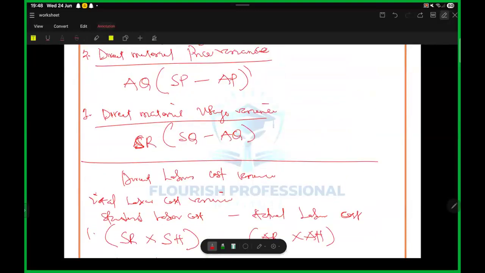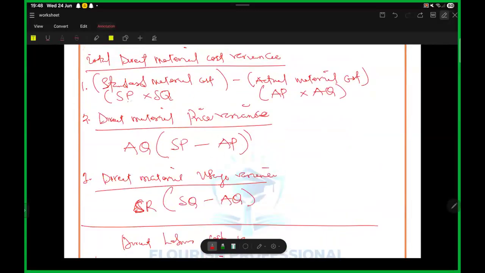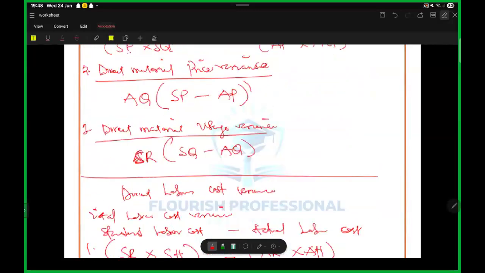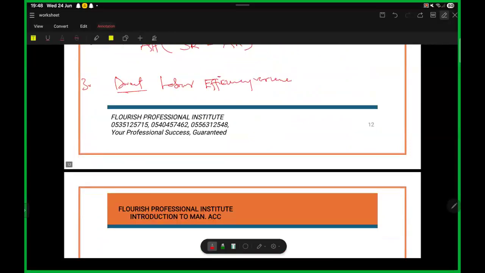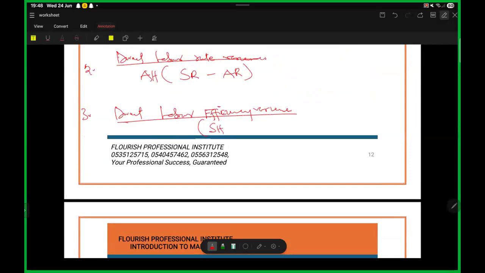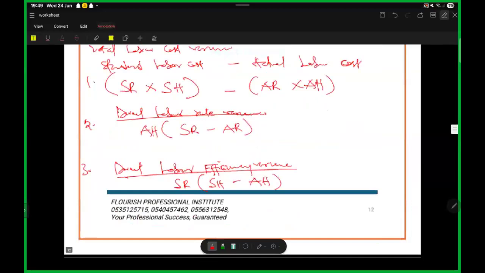Then the third one will be the direct labor hours. We don't write it labor hours, we write it labor efficiency. So for hours, we call it efficiency variance. Because it is on hours, the bracket is going to become your standard hours minus your actual hours times the standard rate. Hope we get it. This is what we know.